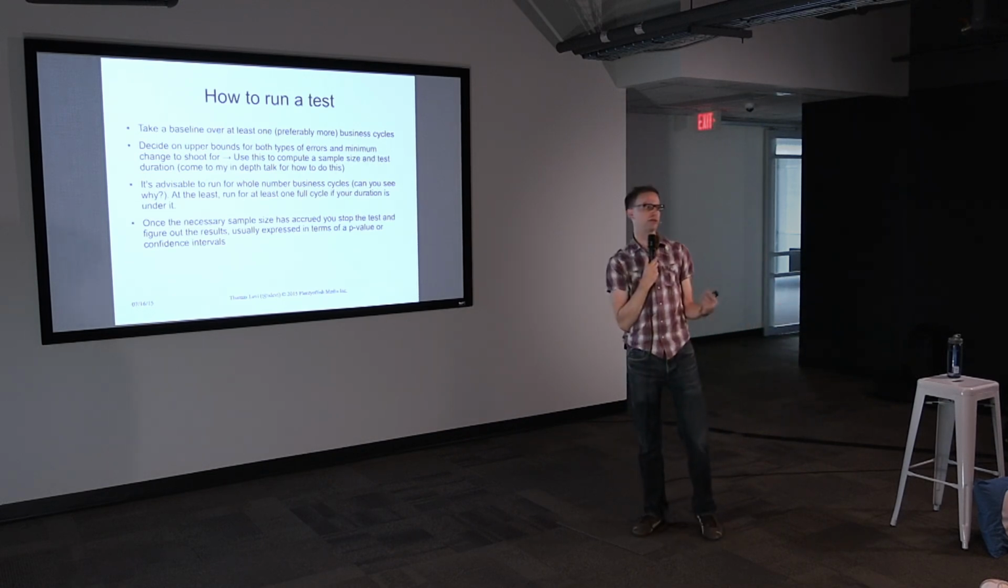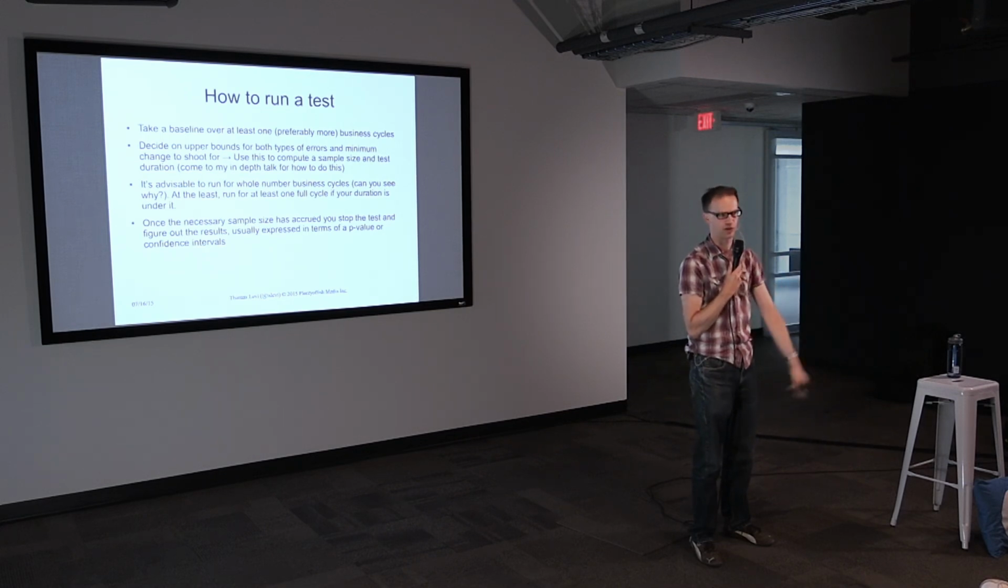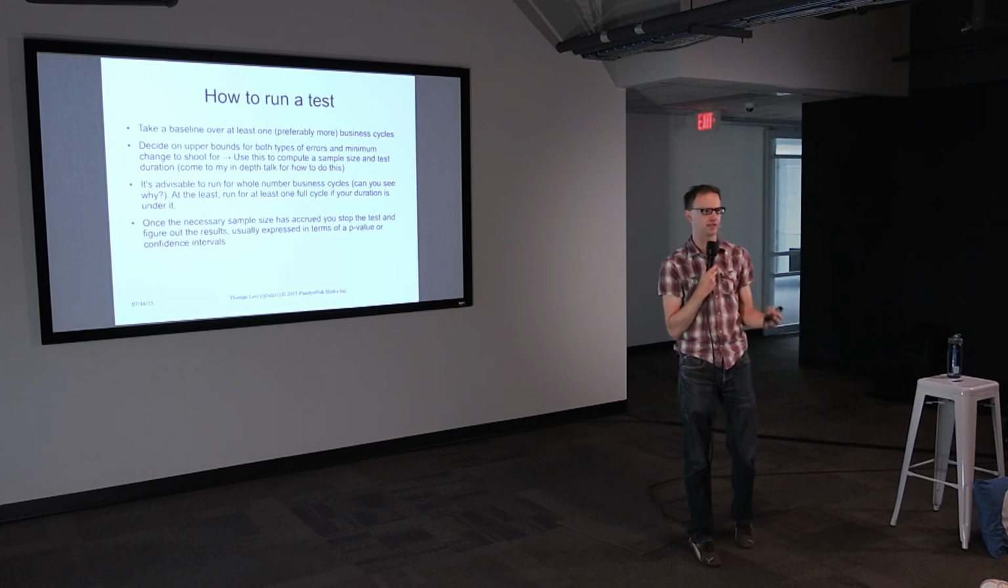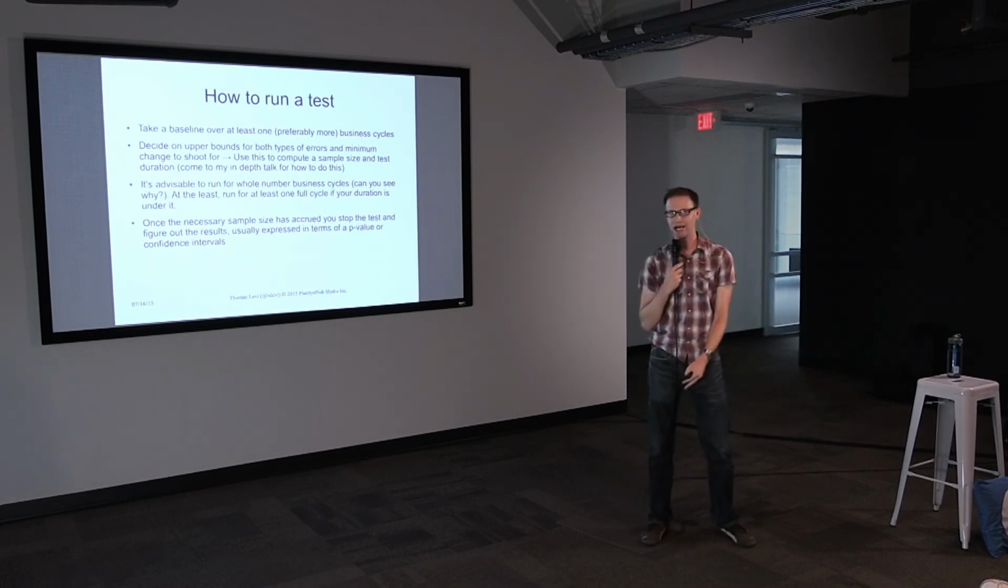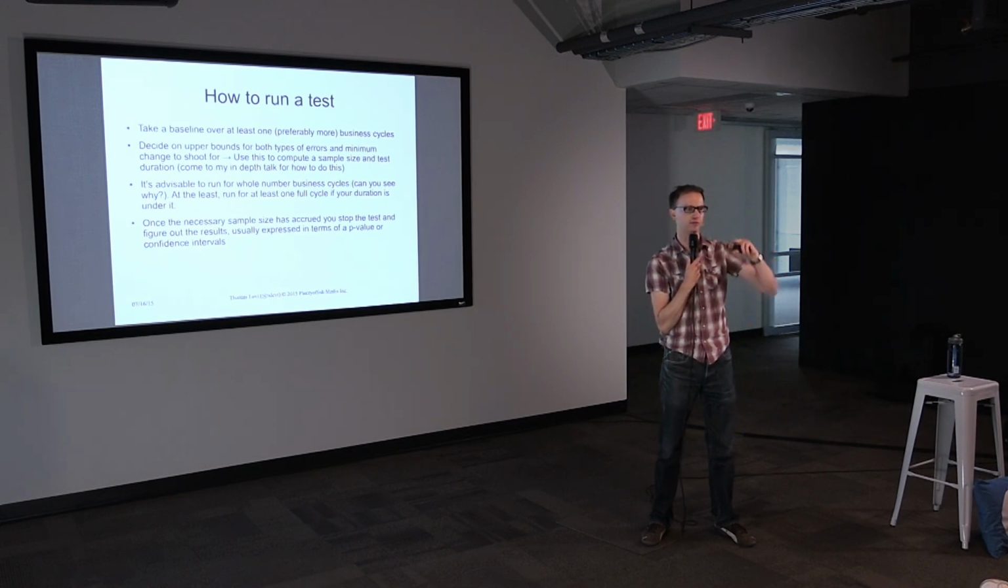Then you basically bound your errors. So you say, for example, I want no more than a 5% false positive rate and no more than a 10% false negative rate. You can pick whatever that is. It's whatever you are comfortable with as a business. Once you do that, you compute the necessary sample size. Both bounds weigh into that.